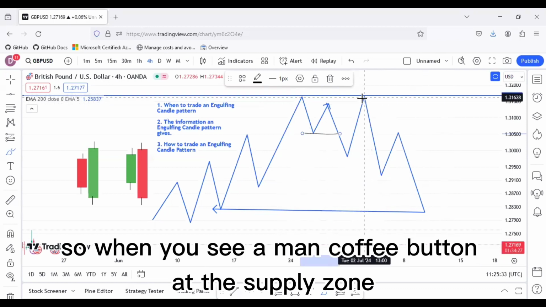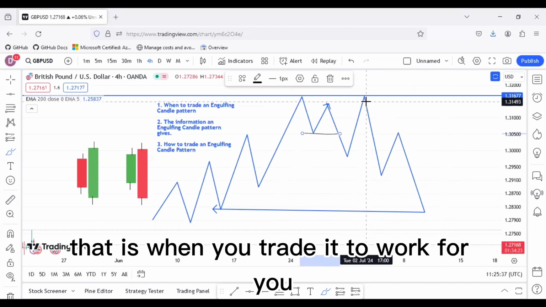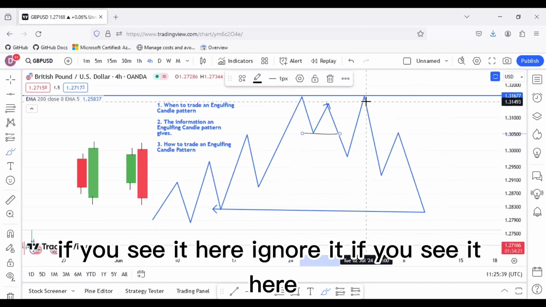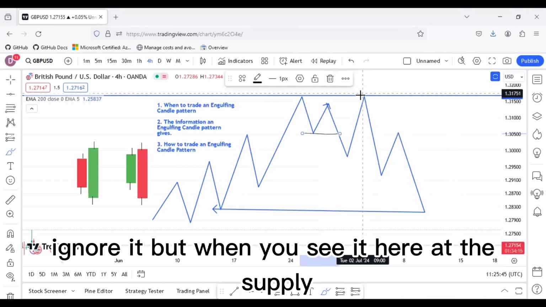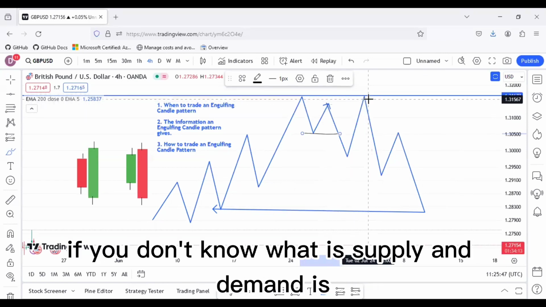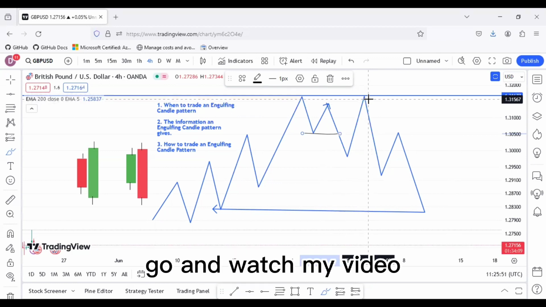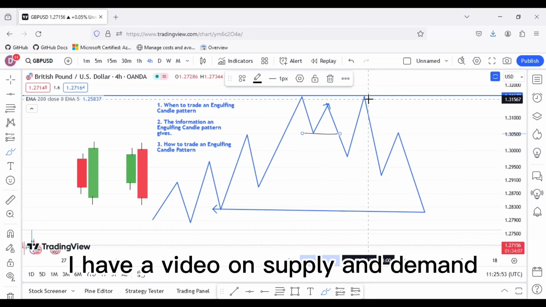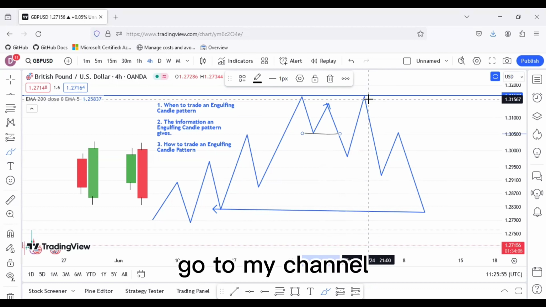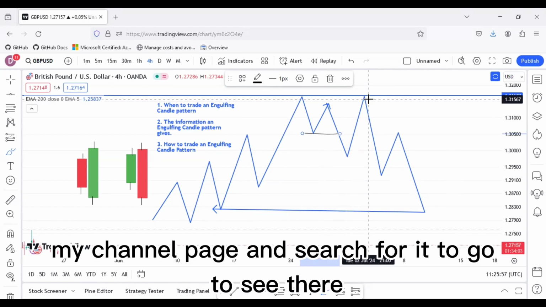So when you see an engulfing pattern at a supply zone, that is when you trade it, that will work for you. If you see it here, ignore it. If you see it here, ignore it. But when you see it here at a supply, if you don't know what supply and demand is, go and watch my video. I have a video on supply and demand. Go to my channel page and search for it. You're going to see it there.